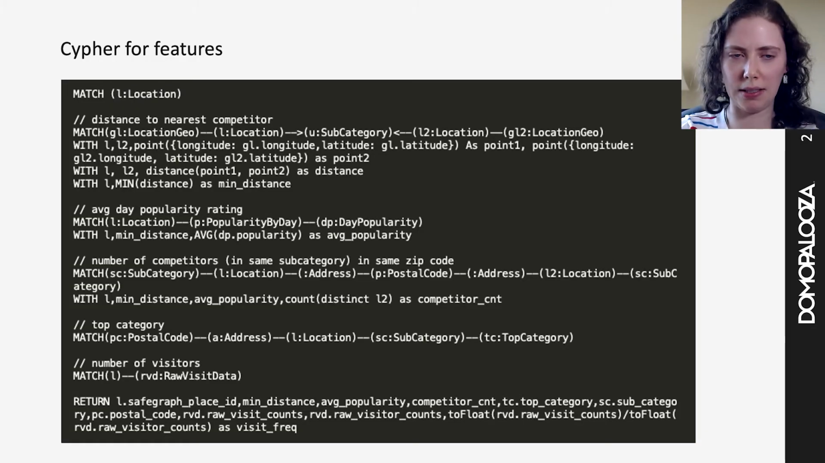The beginning statement, match on location, is just saying per location, and then each subsequent block is a feature that we created on a given location. The first one is the distance to nearest competitor. So we're trying to say we should measure foot traffic on what their competitors are doing. And as you can see, it's a walk along the graph from the geolocation to the subcategory from either side.